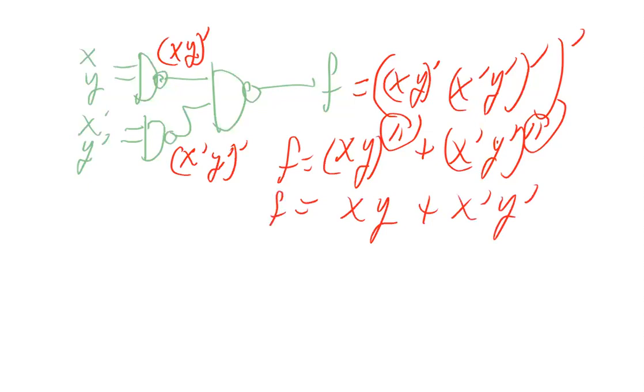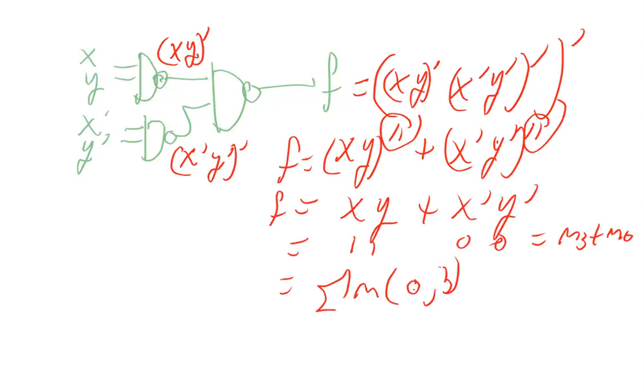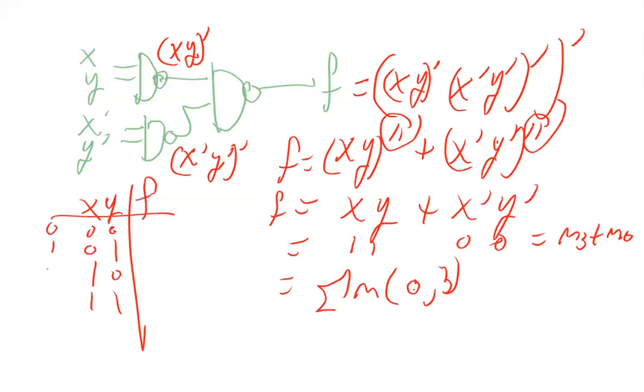Now, what does the canonical sum of products shorthand notation say? This is going to be 1 1. That'll be 0 0. And that must be equal to m3 plus m0. So in shorthand notation, we write 0, comma 3. And if we want the truth table, we can write out the following.